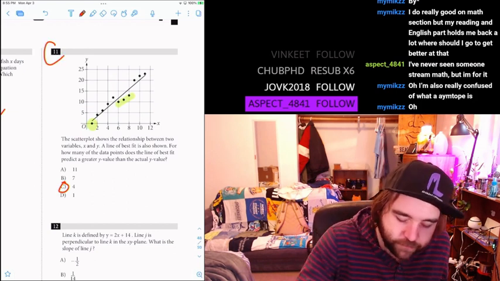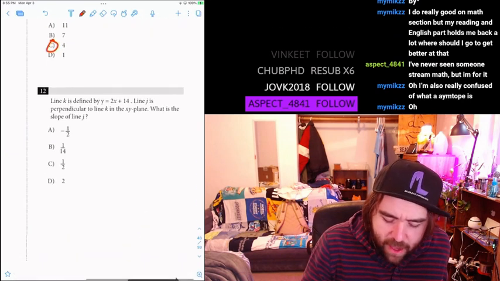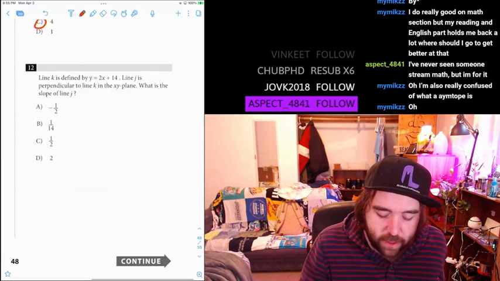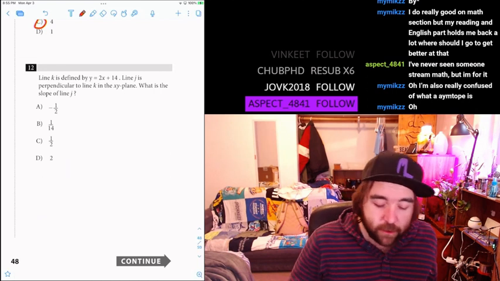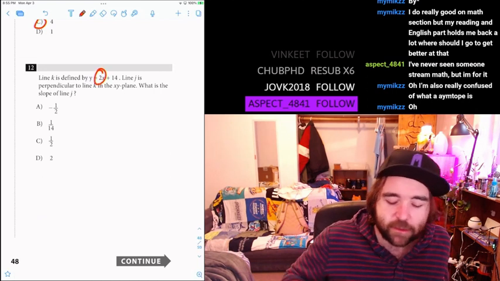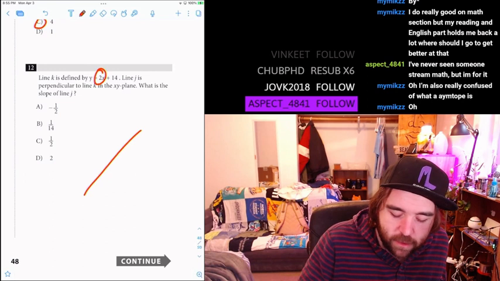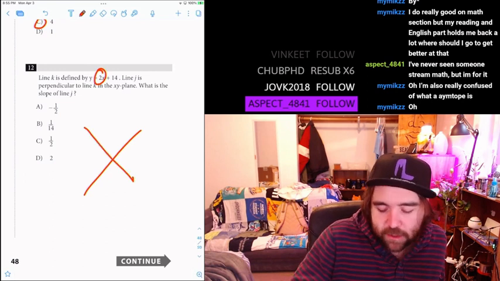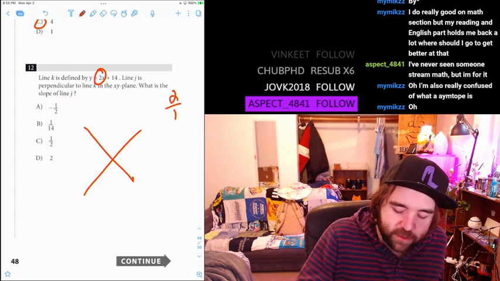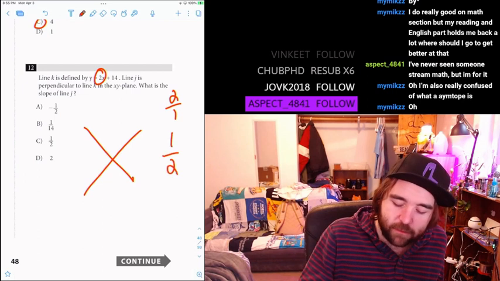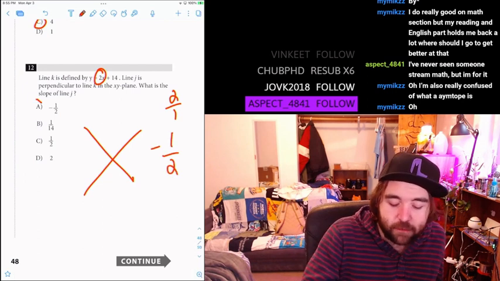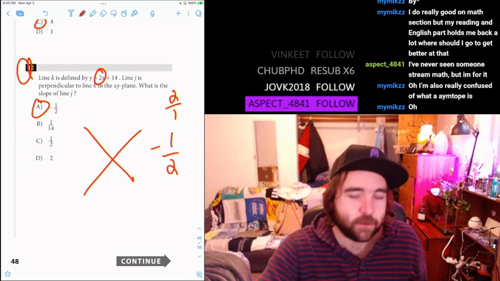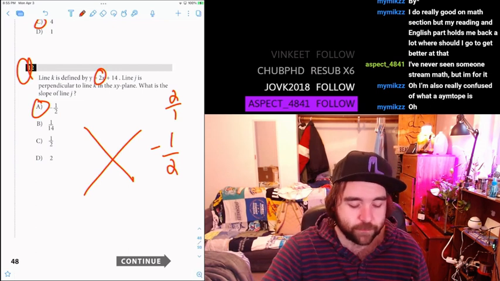Okay. Next. Line K is defined by that. Line J is perpendicular. So perpendicular slopes is actually all they're asking about here. If that's the slope of one line, to get the perpendicular slope, it originally was this, so we need to flip it over and then change the sign. And that's how you get perpendicular slopes. You call it the opposite reciprocal.